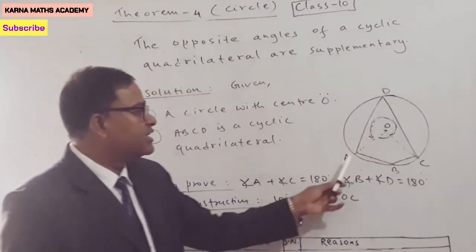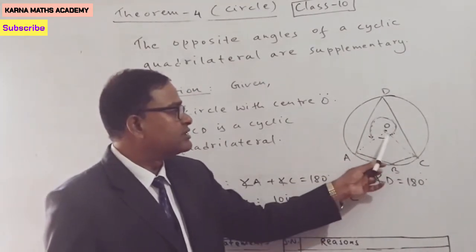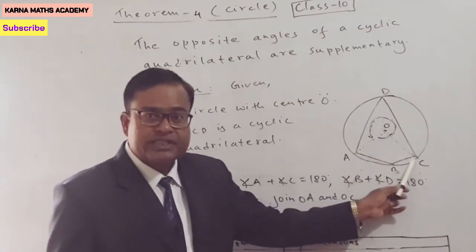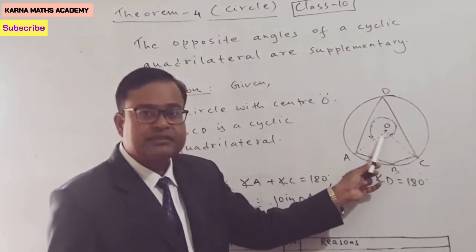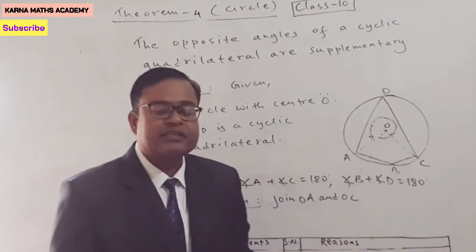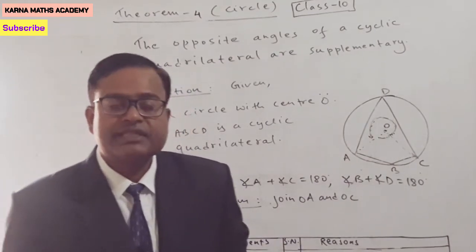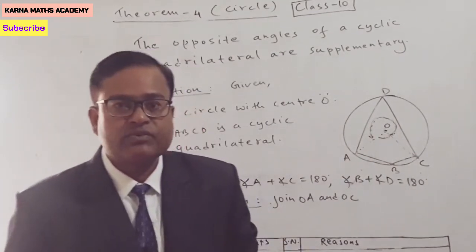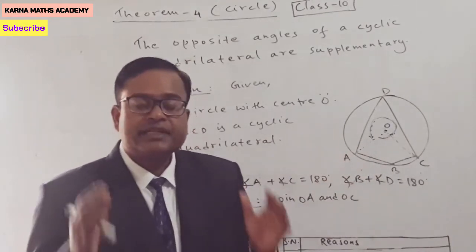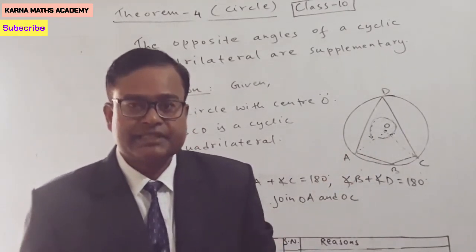Dear students, after joining OA and OC, we have got two angles at the center. One is angle AOC, which is obtuse angle, and another is the angle AOC, which is the reflex angle. Obtuse angle means the angle which is greater than 90 degree and less than 180 degree. And reflex angle means the angle which is greater than 180 degree and less than 360 degree.